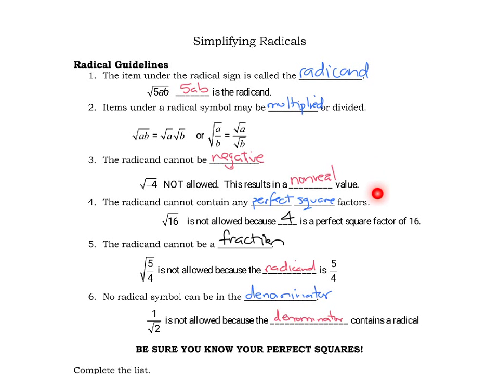Hey kiddos! Today we're going to be beginning our new unit on radicals. So we're going to first start off with how to simplify radicals.